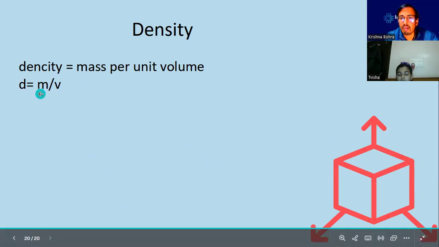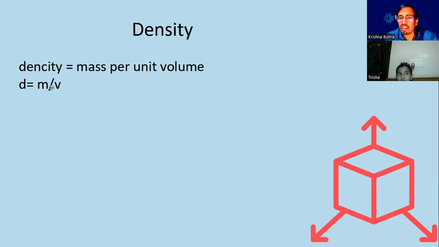So density becomes mass divided by volume. Now can you construct the unit for density? You know the unit of mass and you also know the unit of volume. The unit of mass is kg and the unit of volume is meter cube. So density is equal to kg divided by meter cube. Okay. So we have successfully understood density, and this was the last topic of today's class.